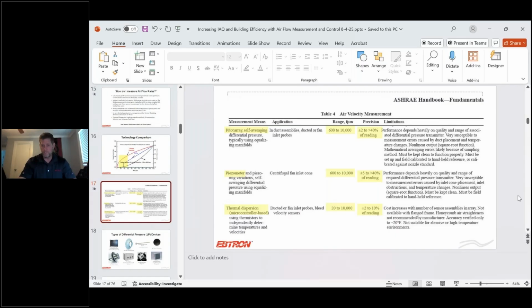Thermal dispersion, it shows here 20 to 10,000 feet per minute. We can actually read 0 flow, but we'll talk about that some other time. And it is a percentage of reading device. And so any inaccuracy with thermal dispersion at maximum is the same percentage at minimum. So if I'm at 2,000 feet per minute plus or minus 3%, then at 100 feet per minute, I'm still plus or minus 3%. So very accurate at the lower flows.